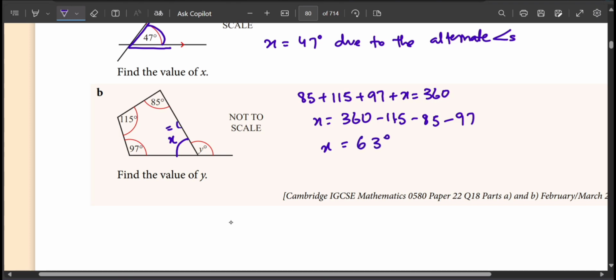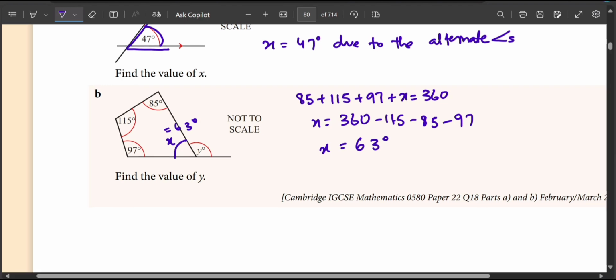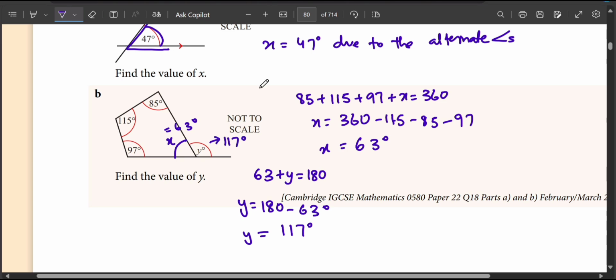Now we did not get the final answer which we wanted, but we know that angles on a straight line add up to 180 degrees. So what we can do is 63 plus y is equal to 180. Y is equal to 180 minus 63 degrees, which is 117 degrees. And that is how we got our final answer, that y is equal to 117 degrees.